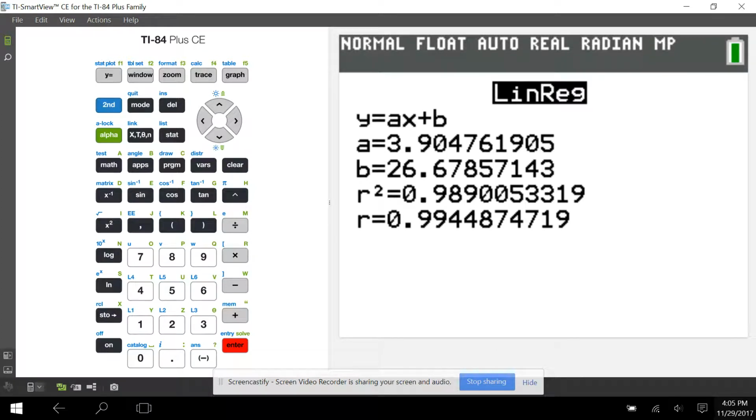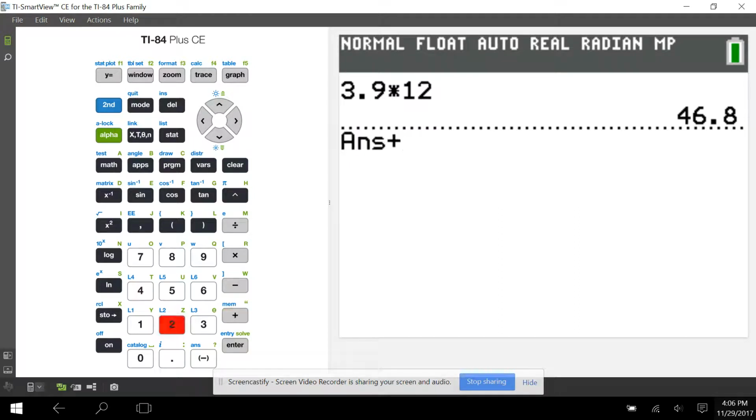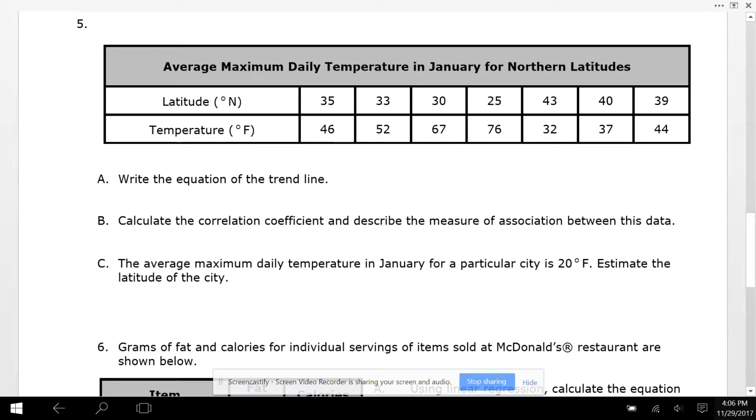All right. Y equals 3.90x plus 26.68. So on the 12th month, we're going to have 3.9 times 12 plus 26.68. 3.9 times 12 plus... $73.48. All right, so I'm going to fill this in really fast over here.